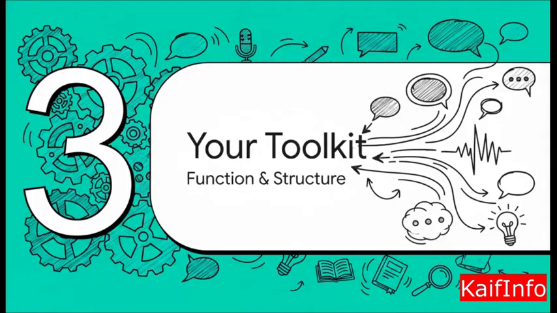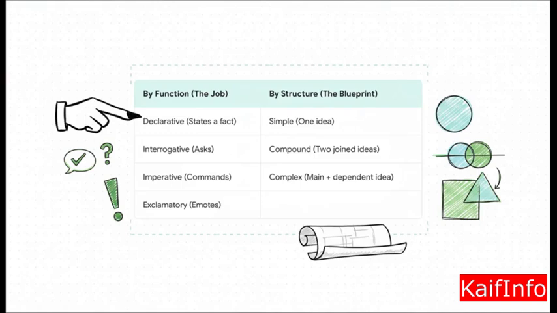So here's where it all comes together. The real magic happens when you understand how these two systems, the function and the structure, work with each other. This is how you really get full control over your communication. This little table really summarizes the whole thing. On one side, you've got the job of the sentence, what it's trying to do. Is it stating, asking, commanding, or expressing emotion? And on the other side, you've got the blueprint, how it's built. Is it a single idea, two joined ideas, or a main idea with a dependent one?